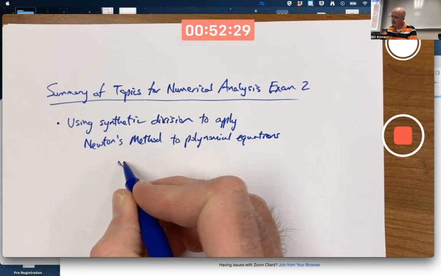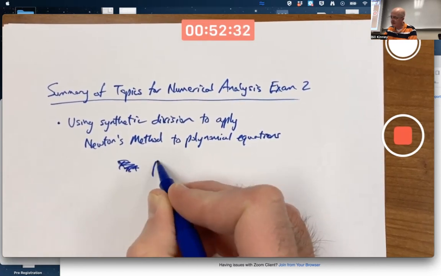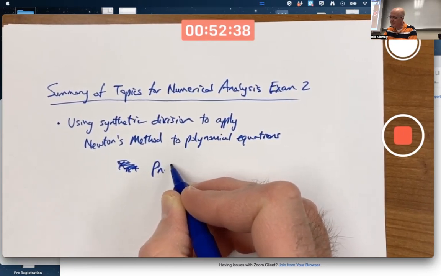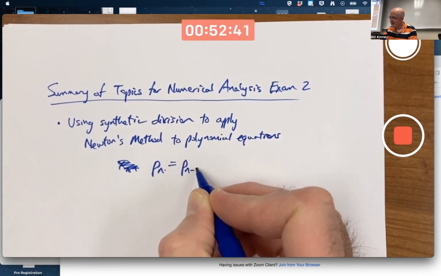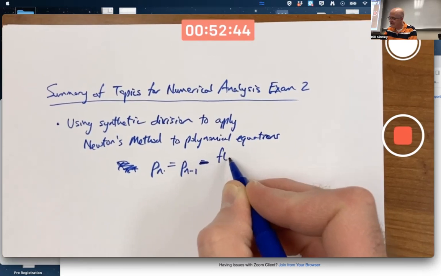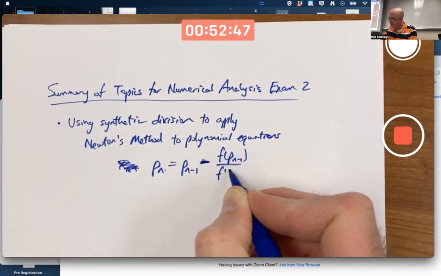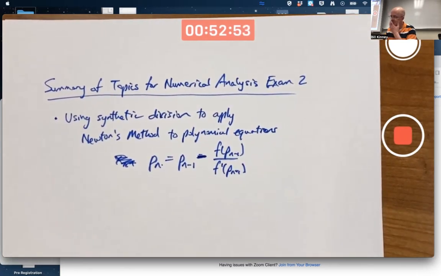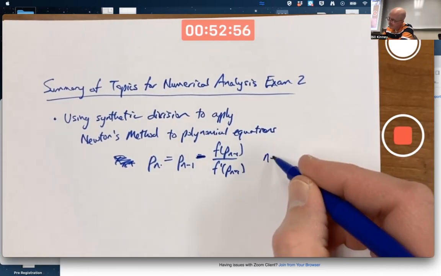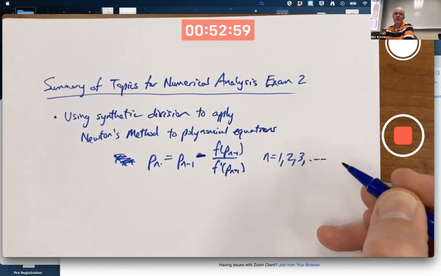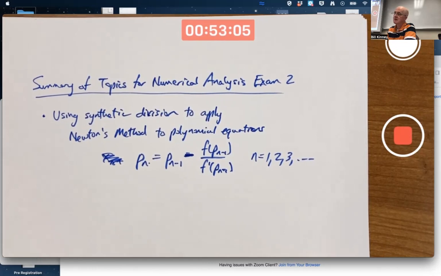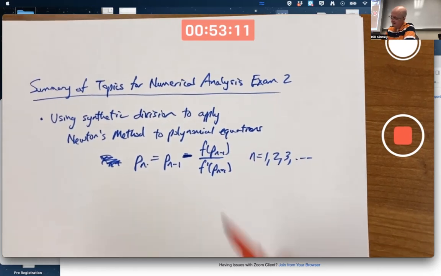Just as a reminder of how this goes, of course, Newton's method. I don't remember if we started with Pn plus 1. It gives Pn in terms of Pn minus 1. In general, with this kind of recursive equation, f doesn't have to be a polynomial to use this. But if you're going to use it with synthetic division, then f has to be a polynomial. So what does the synthetic division do? It helps you evaluate these values.